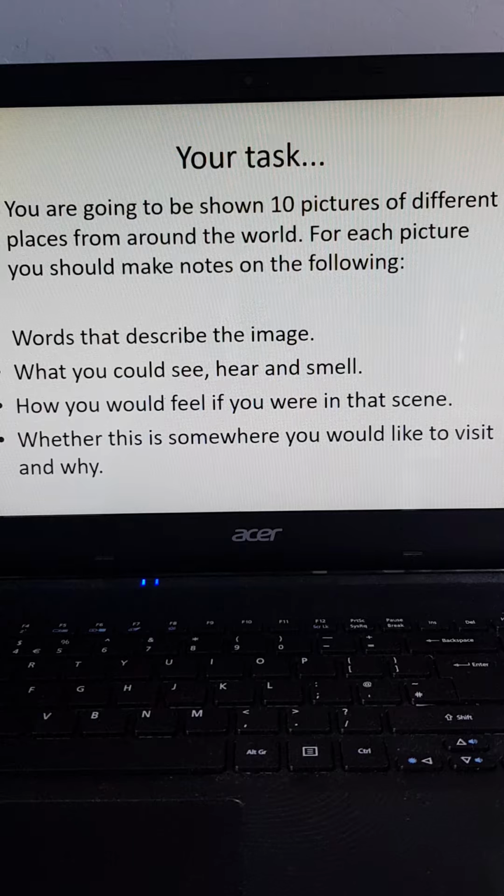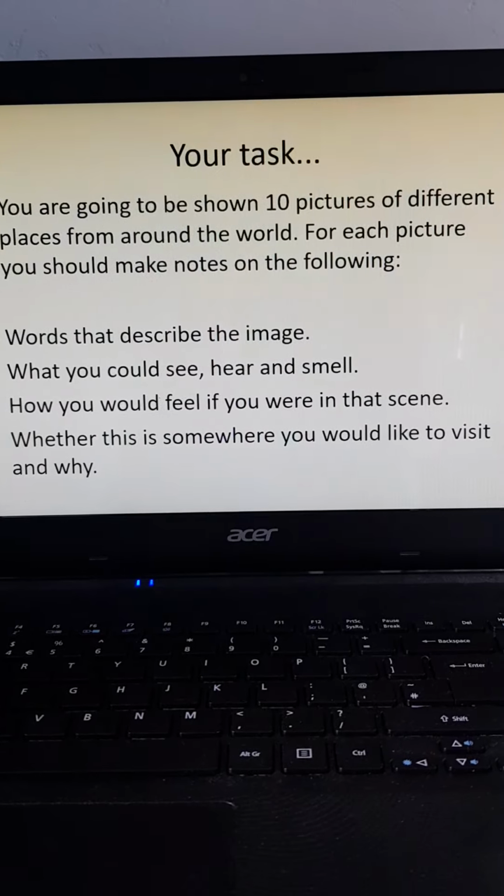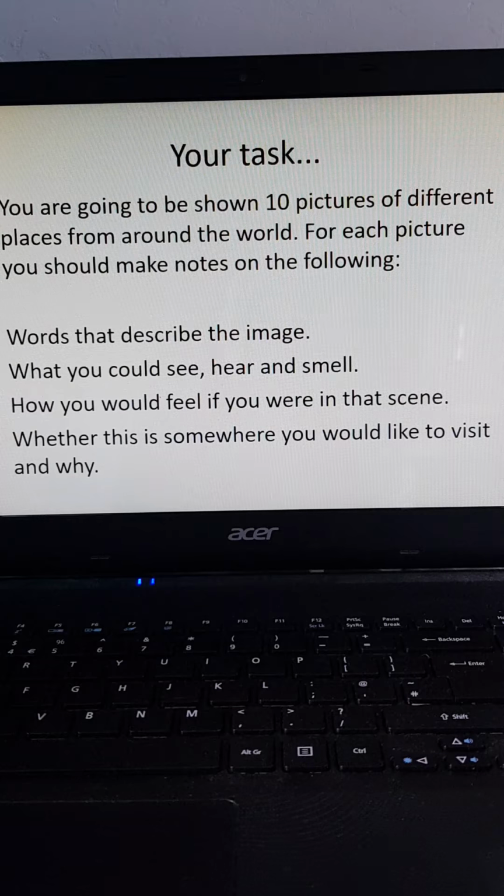So we're looking for words that describe the image, what you could see, hear and smell if you were in that place. So don't just think about looking at it as a photo. Imagine you were actually there, you're in that image. What can you see when you look around you? So use your imagination. What would you be able to hear if you were in that place? And what do you think you would be able to smell if you were there?